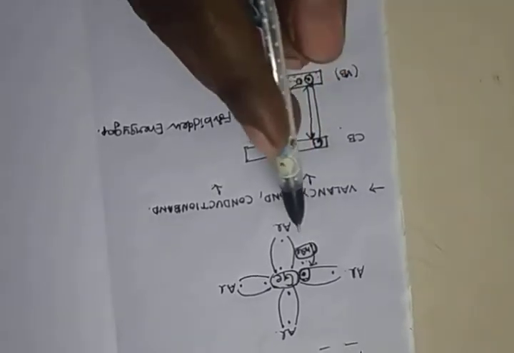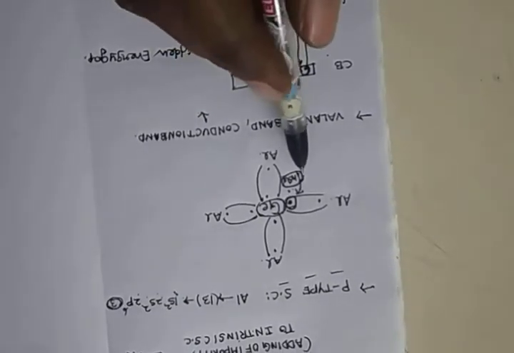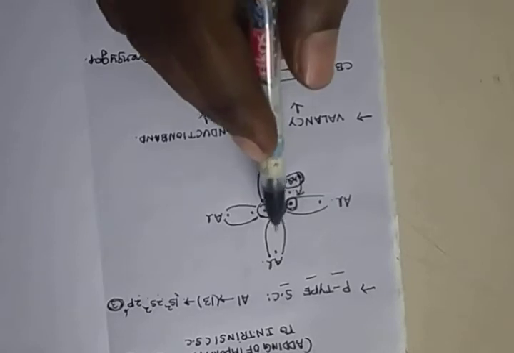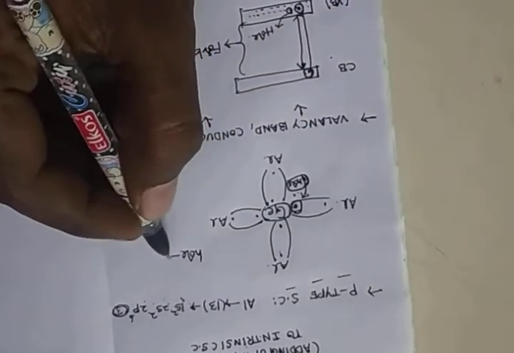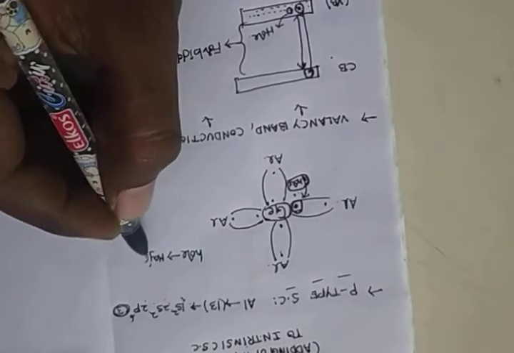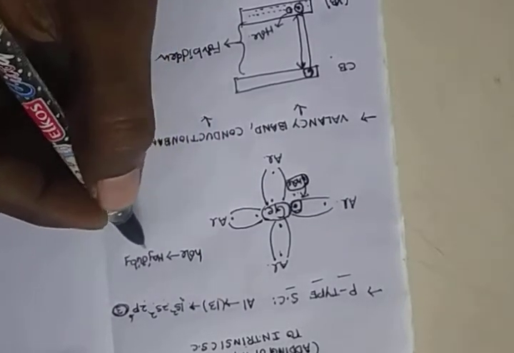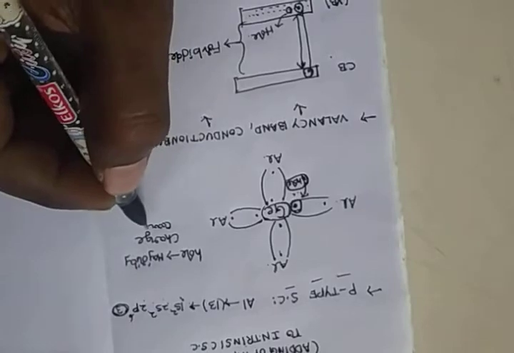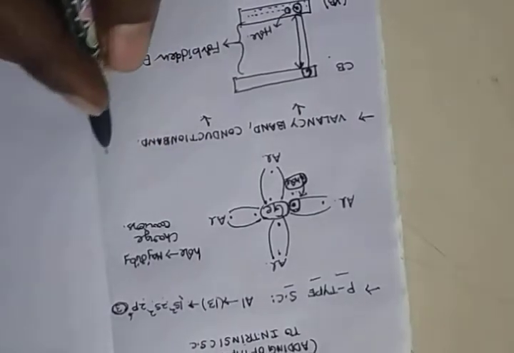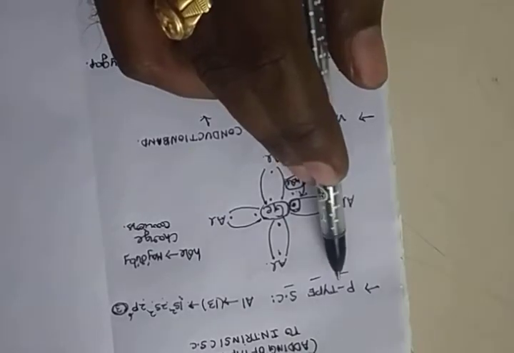Now, these holes: when the doping is done with aluminum, there exist 3 covalent bonds. In order to form 4 covalent bonds, one electron jumps from the valency band to the conduction band. So holes are present mainly, and we can say the majority charge carriers are holes in the p-type semiconductor.